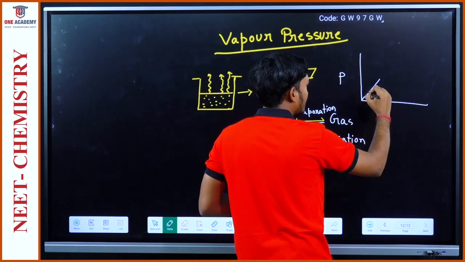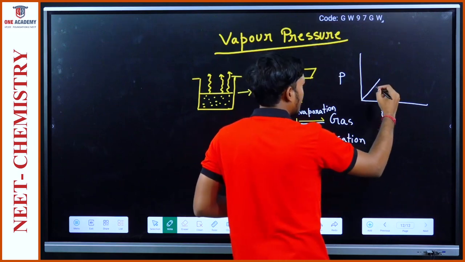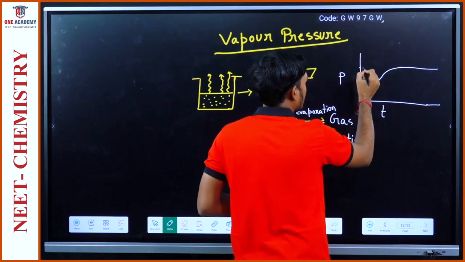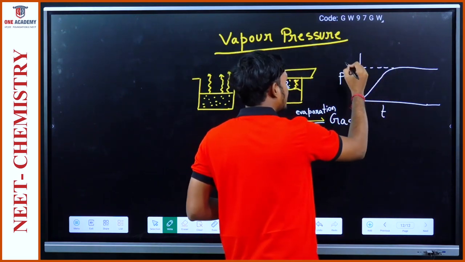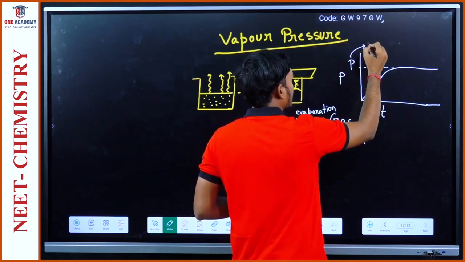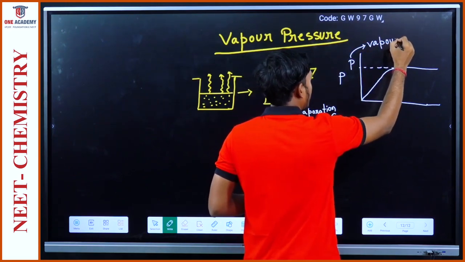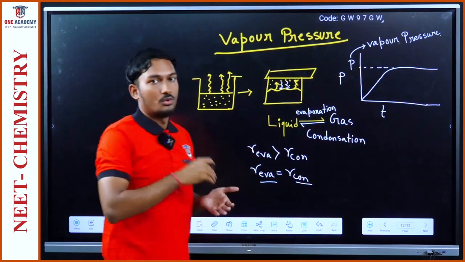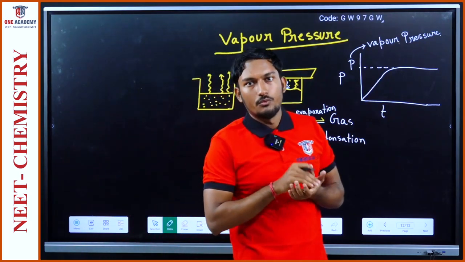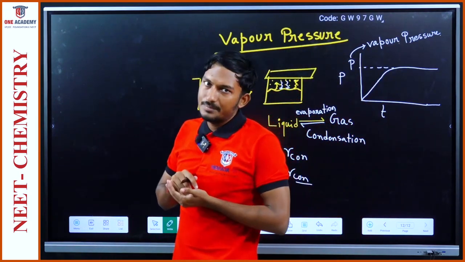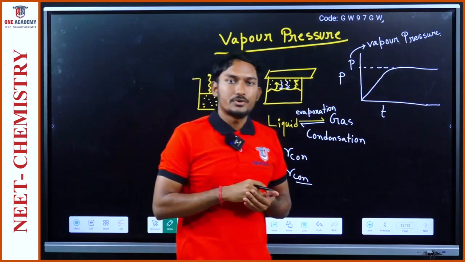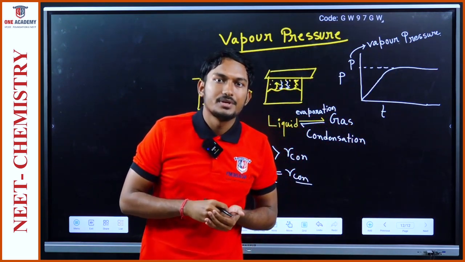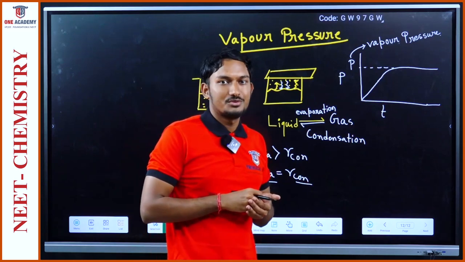At the equilibrium state, what will happen? Initially the pressure is increasing. After some time the pressure will show a constant value. And this, my friend, is called vapor pressure. That means when a liquid reaches its equilibrium state, such that the rate of evaporation becomes equal to the rate of condensation, the vapor pressure exerted at that time is called vapor pressure. Have you understood what vapor pressure is?